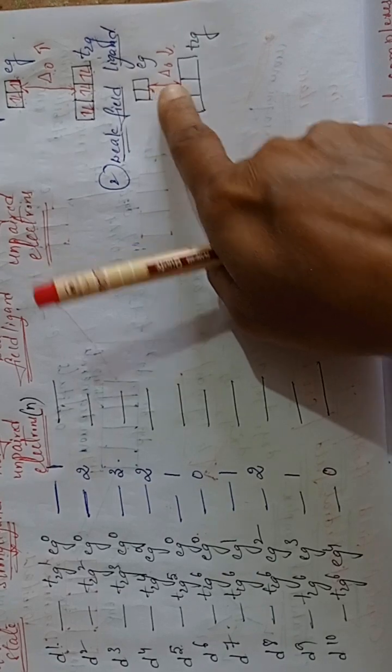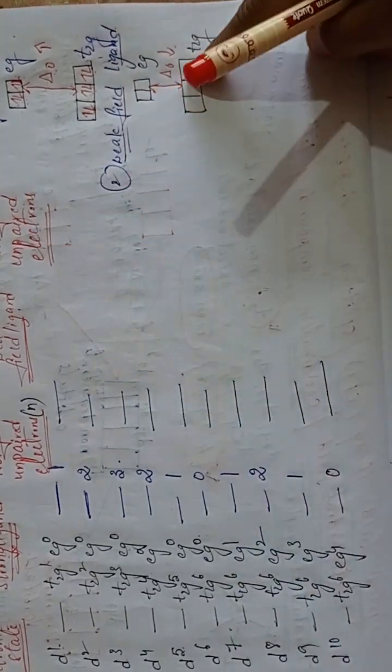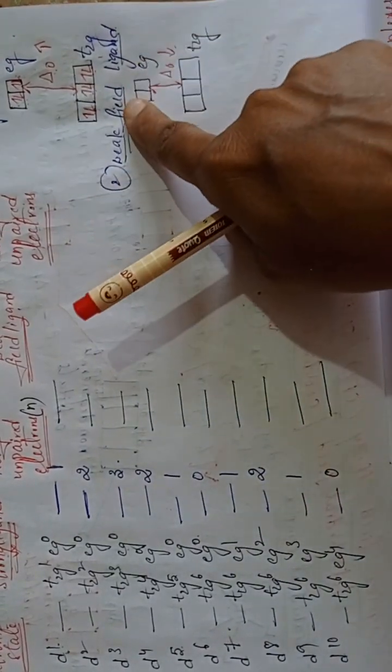Weak field ligand. Now see here, d1, first electron. Where is it entering? T2g, because here the gap is less. So here one electron, second, third. Fourth electron, the gap is less, so it is going to the Eg.